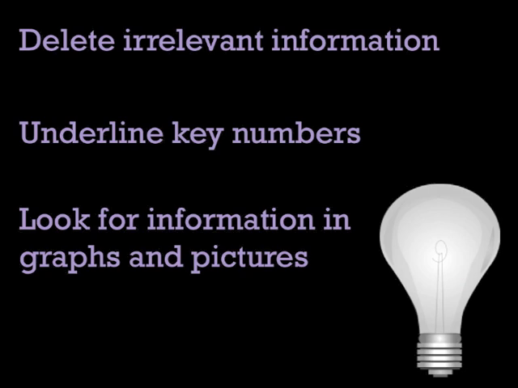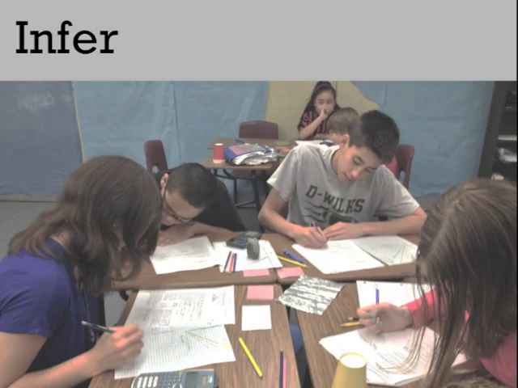Students will also use this strategy in math when reading information from a table or graph. When looking at a graph, a student might have to decide if the scale is important or if the independent and dependent variables show a relationship. The remaining two thinking strategies are inferring and synthesizing.